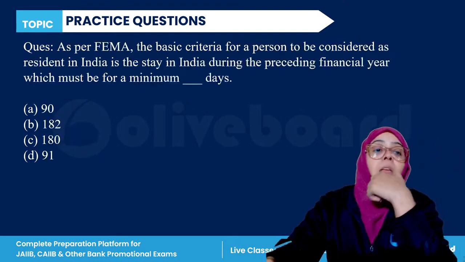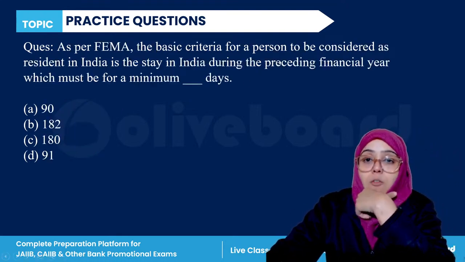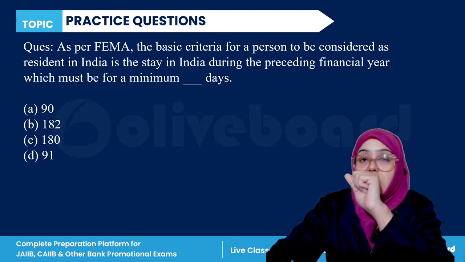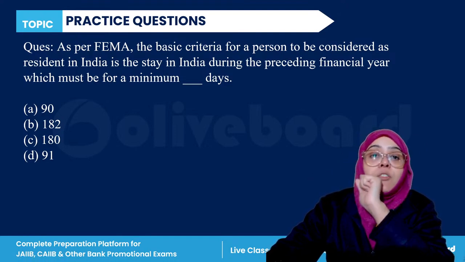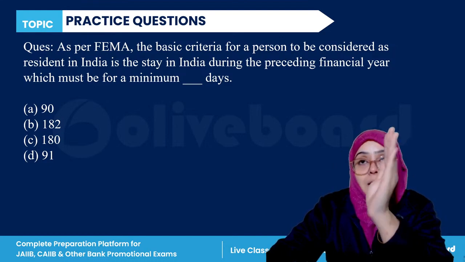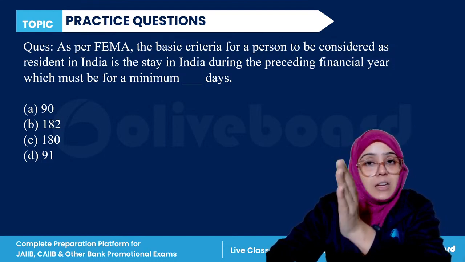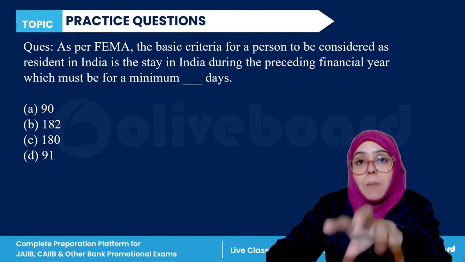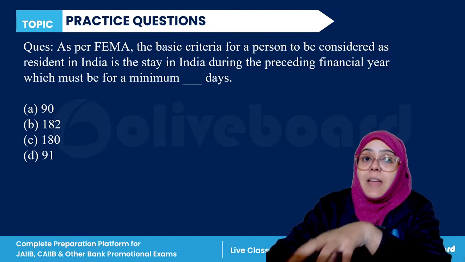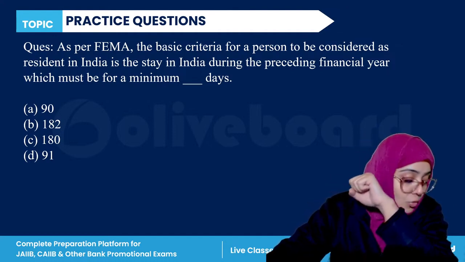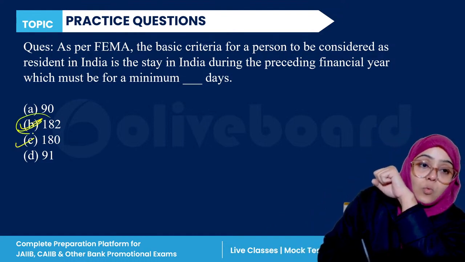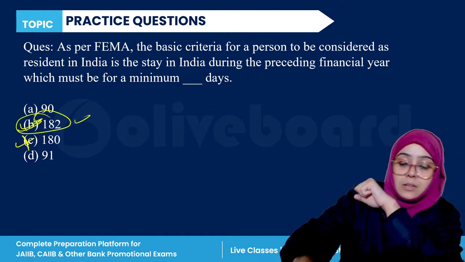Okay. Next, as per FEMA, the basic criteria for a person to be considered a resident Indian during the preceding financial year, which must be for a minimum of dash days: 90, 182, 180, or 91 days. The Foreign Exchange Management Act has defined the resident Indian rules, that you have to stay for a minimum number of days in the preceding financial year to be called a resident Indian. So the correct answer for this question is 182 days, right?